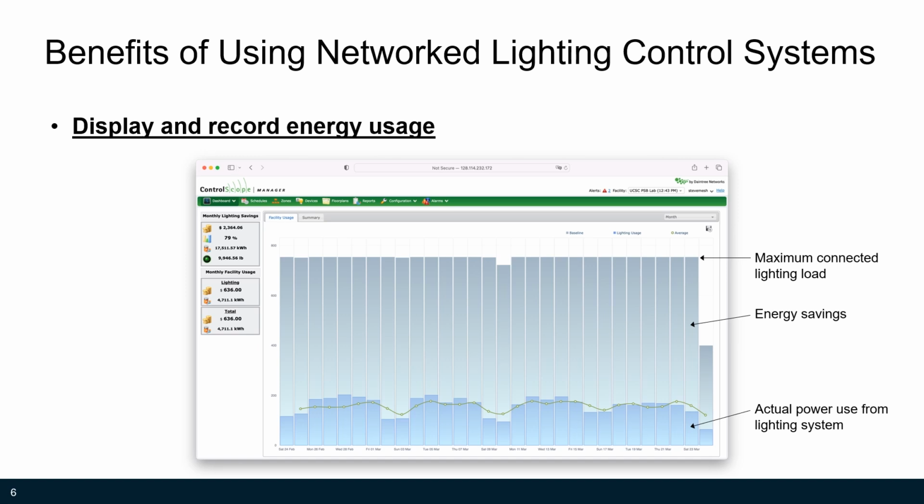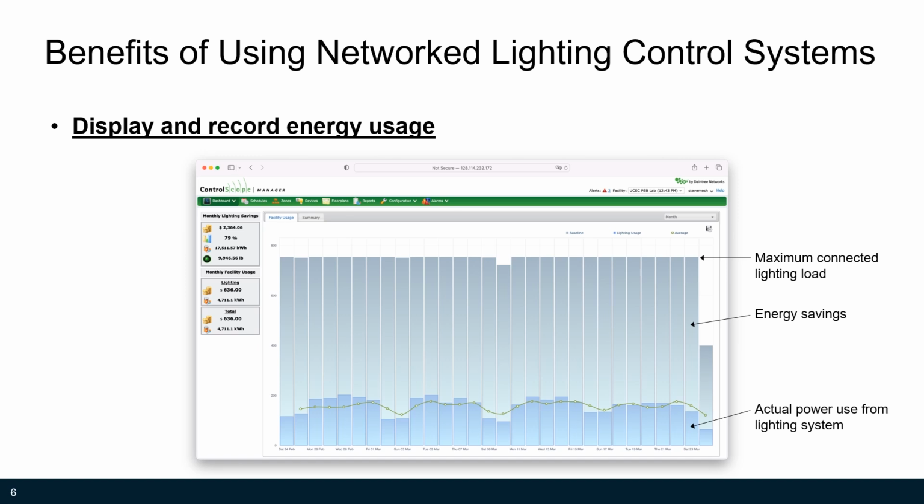Another huge benefit of using a networked system is that it's very easy to display and even record energy usage. So this is a screenshot from a system showing the previous 30 days of energy usage. And on the top is the maximum connected load. Basically, that means if all lights were on at full all the time. Down near the bottom, the darker blue bars show the actual power usage, and the difference is the energy savings.